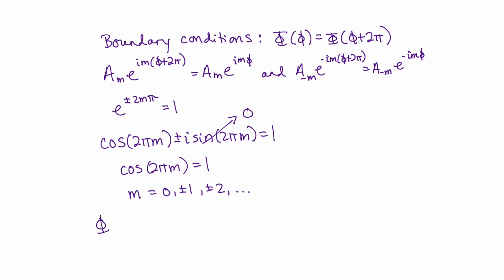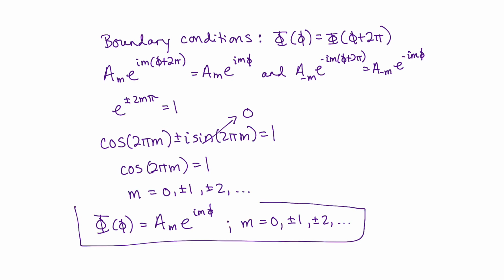So we get a final, or not quite final, but close to final expression for the phi part of our wave functions of A sub m e to the i m phi, okay, where m again can be 0, plus or minus 1, plus or minus 2, and so on. So far we now have a complete expression for the phi part of our wave function.